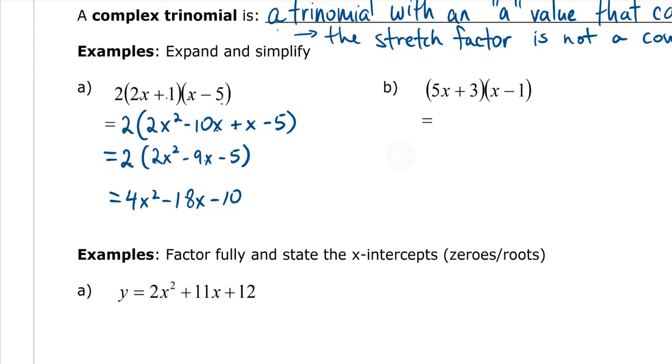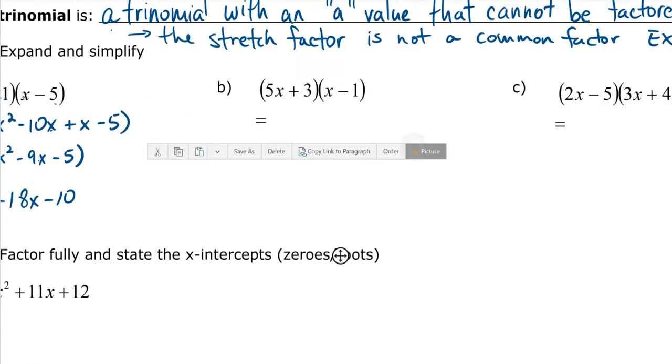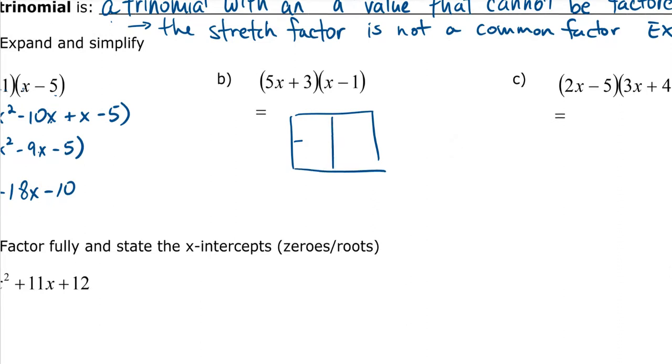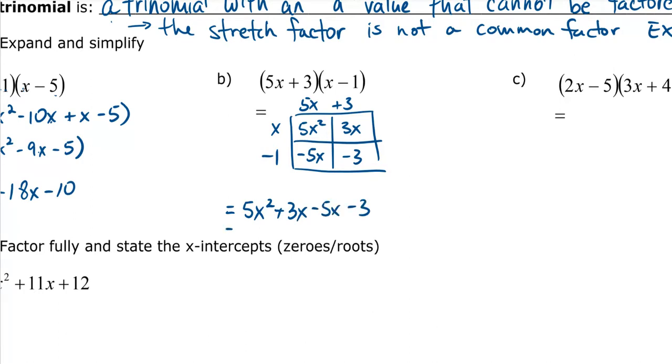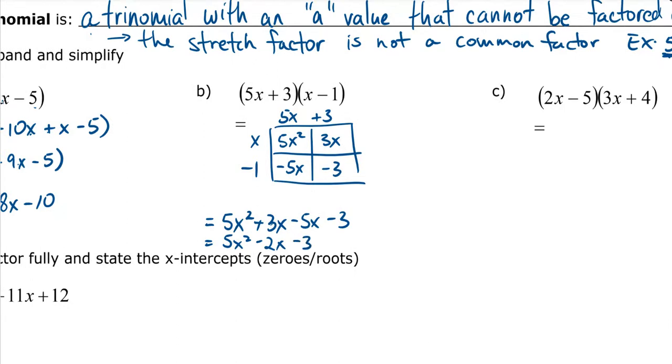Okay. Let's also review the area method for the next one. If I draw a little box with 2 columns and 2 rows, on the columns I write the titles 5x and 3, and on the rows I write x and minus 1, and multiply row times column. 5x times x is 5x squared. Top right, we have 3x. Bottom left, negative 1 times 5x makes minus 5x. And on the bottom right, minus 1 times 3 is minus 3. Adding up all the products, I have 5x squared plus 3x minus 5x minus 3. Collecting like terms, we have 5x squared, 3 minus 5 is minus 2x, and minus 3 at the end.